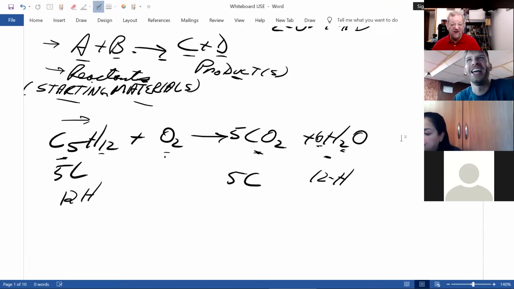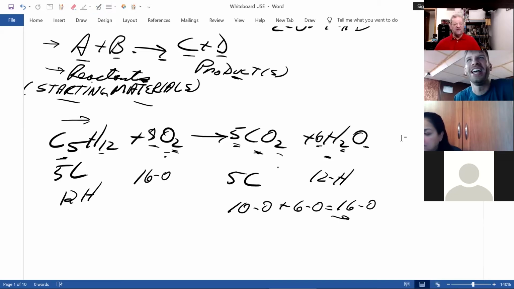Next, here I have 2 hydrogen. How many on this side? You count all the oxygen in all the molecules on the product side. So 5 times 2 is 10 oxygen plus 6 times 1 is 6 oxygen. Add them together, that's 16 oxygen. I only have 2. 2 goes into 16 8 times, and I have 2 times 8 times 2, 16 oxygen.